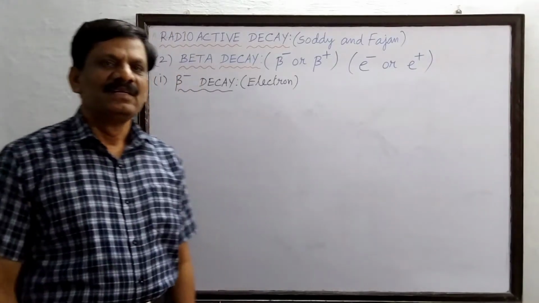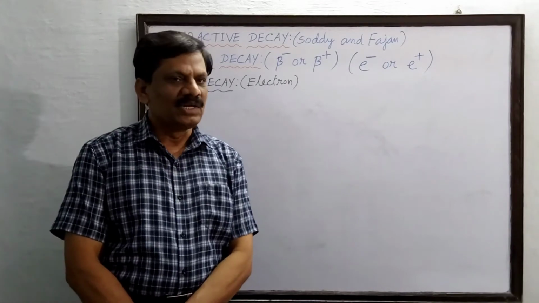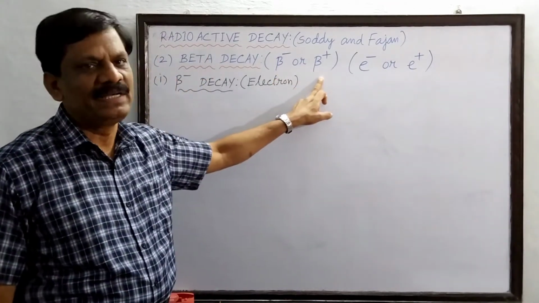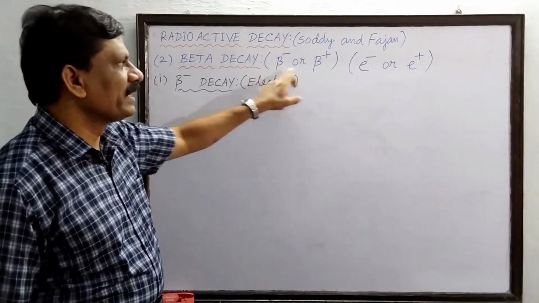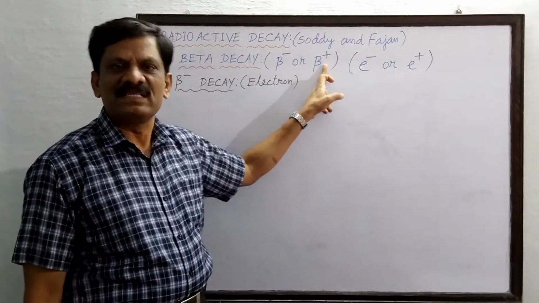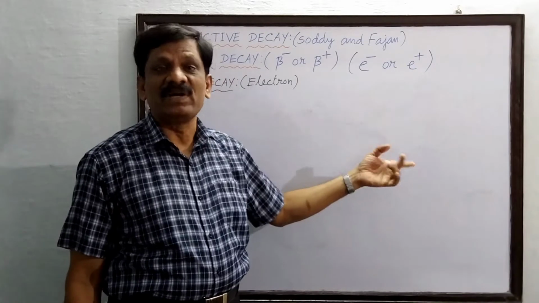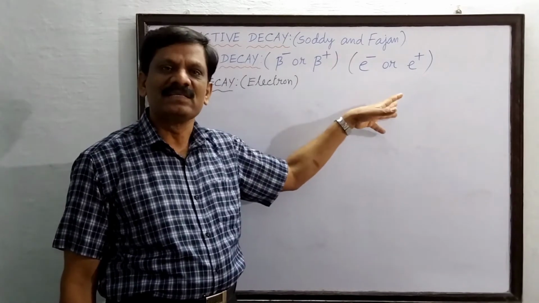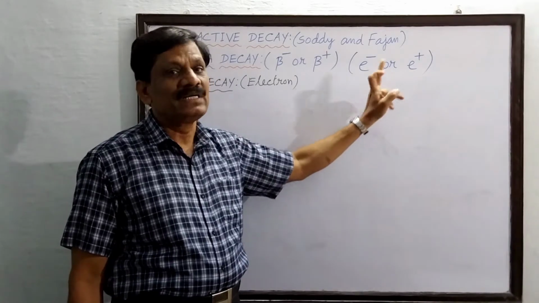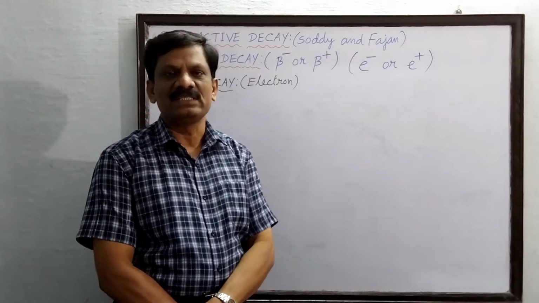Hi students, now we are going to discuss a beta decay process. There are two types of beta particles, namely beta minus and beta plus. Beta minus particle is nothing but an electron and beta plus particle is nothing but a positron. Positron is an antiparticle for an electron because it has a mass equal to that of the electron, but it has a positive charge while the electron is having a negative charge.